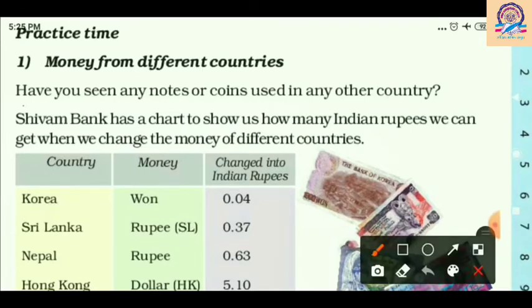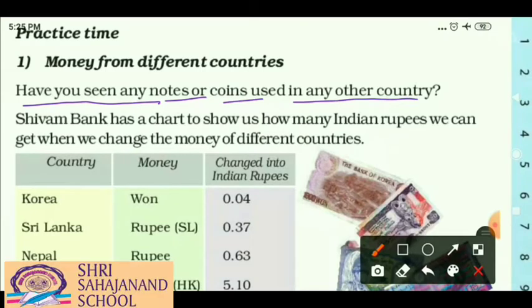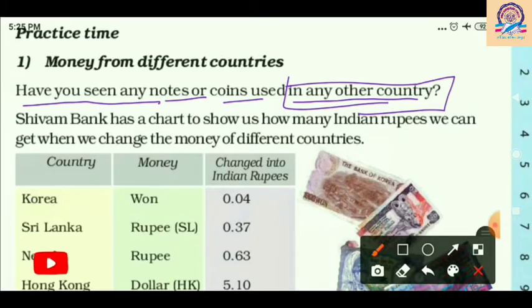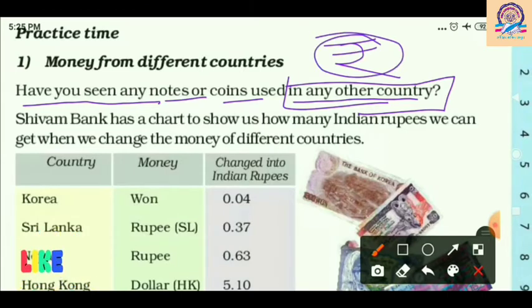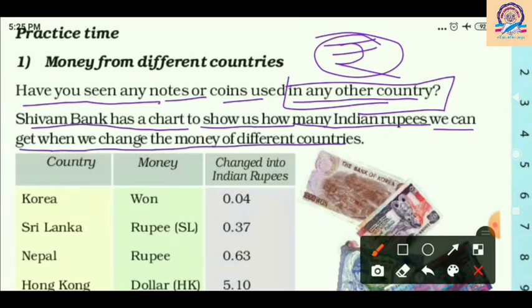Have you seen any notes or coins used in any other country, like dollar, dirham, won, etc.? Now here is a question for you all: what is the currency of our country? Yes, you all are right. We live in India and our currency is rupees, and the symbol of the Indian rupee is ₹. Now Shivam Bank has a chart to show us how many Indian rupees we can get when we change the money of different countries.